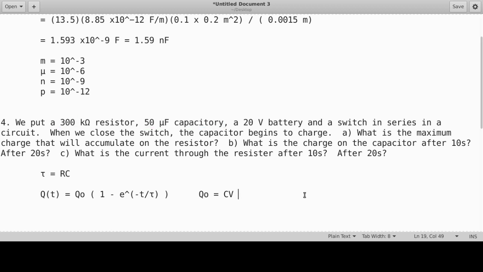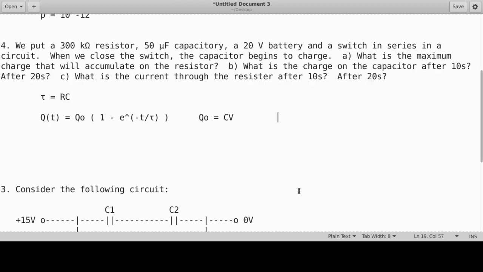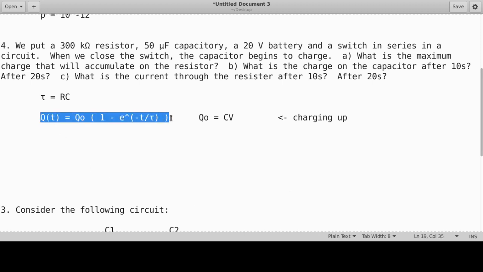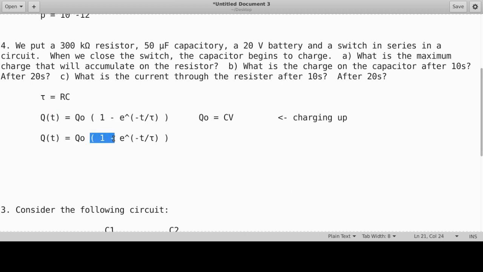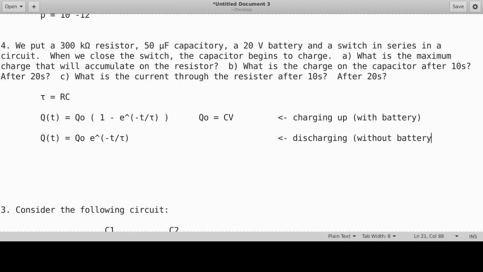So the formula I have right here, that one right there, is for when you have the battery, in other words, when it's charging up. I can give you the one when it's discharging, although we don't need it for this problem, but just for completeness, this is what the equation looks like for discharging. That's without the battery. So maybe I can just put in here with battery, and this would be without battery. I'm going to put this up online, so I might as well do a good job right now.